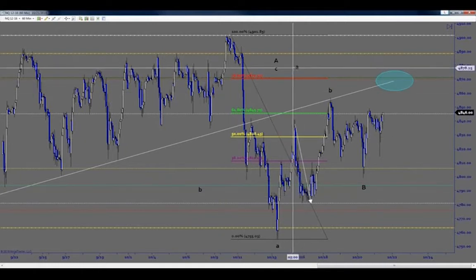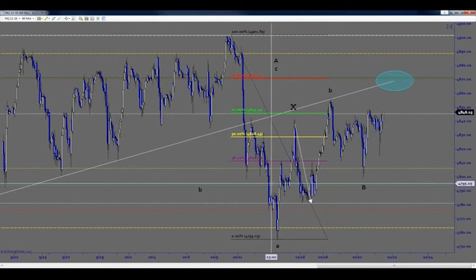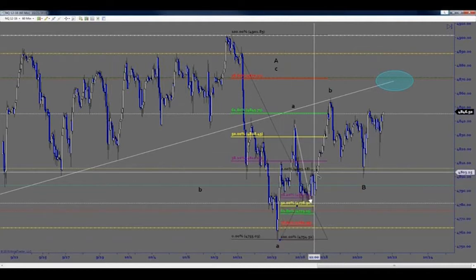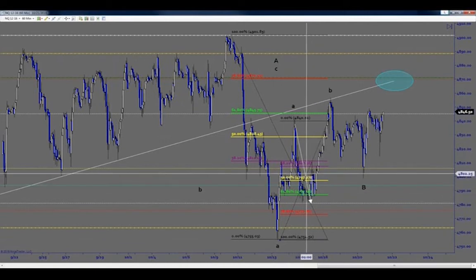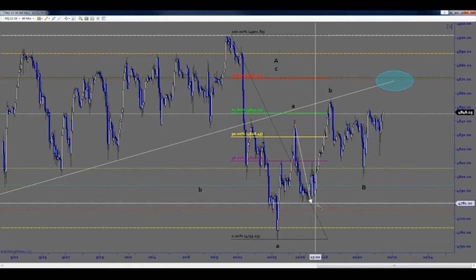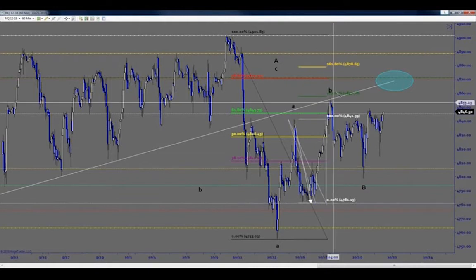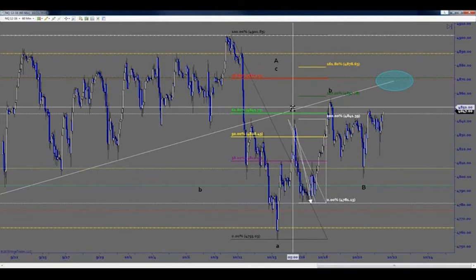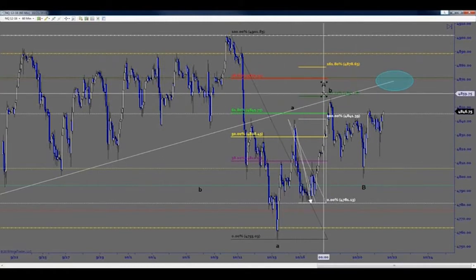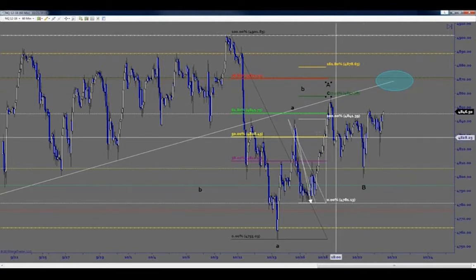And it turns out that in that A to B, we have an A, pulled down to the 618 and went higher. Now remember, our target for C was the 127% of that A to B. So inside the A to B, there's another ABC pattern. You see we came right to the 127%. So we did have, inside that A to B, an ABC, making that a major A, looking for a major B.